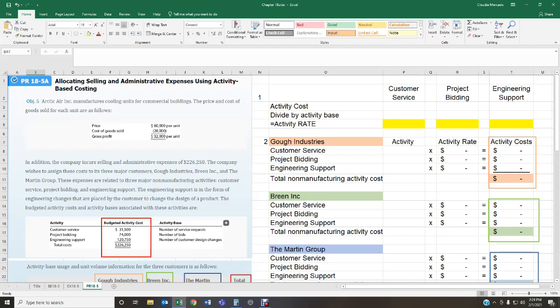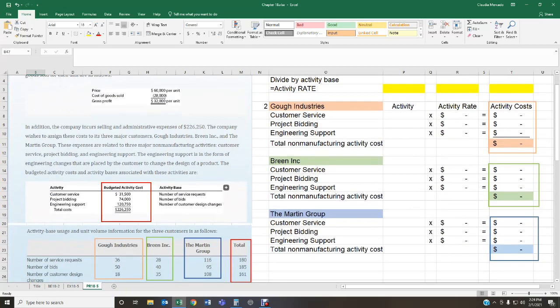In addition, the company incurs selling and admin expenses of $226,250. The company wishes to assign these costs to its 3 major customers: Go Industries, Breen Incorporated, and the Martin Group. These expenses are related to the 3 major non-manufacturing activities. These are customer service, project bidding, and engineering support. So these 3 activities are not related to the manufacturing of the product. These are like support related activities. Okay. The engineering support is in the form of engineering changes that are placed by the customer to change the design of a product.